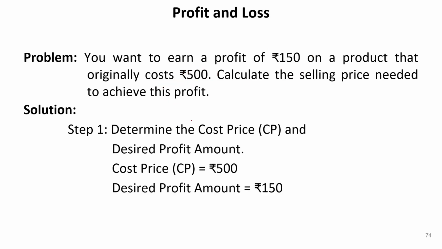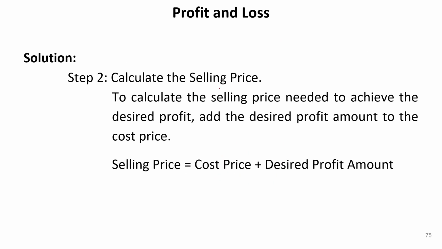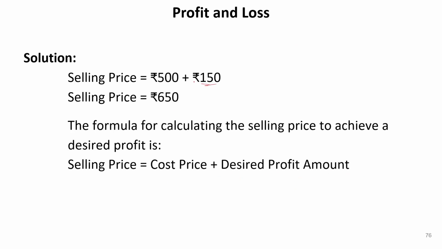So determining the cost price. Cost price is what? Given as 500, and the desired profit amount is what? 150 rupees. That is what is asked of us. So calculating the selling price. Selling price will be what? Cost price plus desired profit amount. The profit amount is 150, cost price is 500. So selling price will be 650.